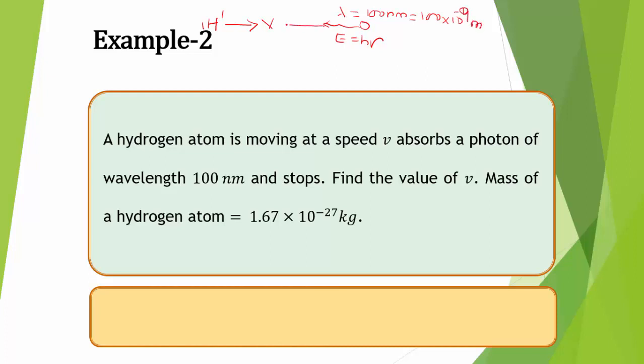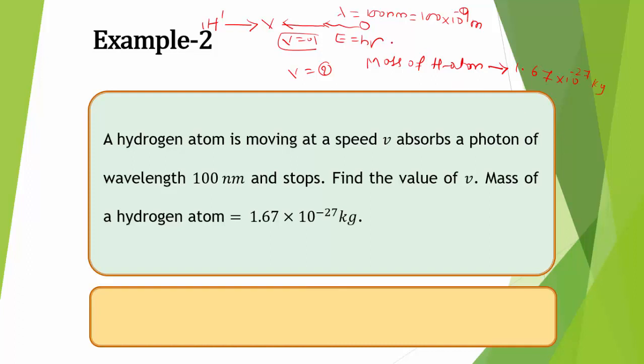And it stops before reaching the hydrogen atom. Then the velocity of this particle is 0. Now find the value of v. Here the mass of the hydrogen atom, in terms of kg, is 1.67 into 10 to the power of minus 27 kg.